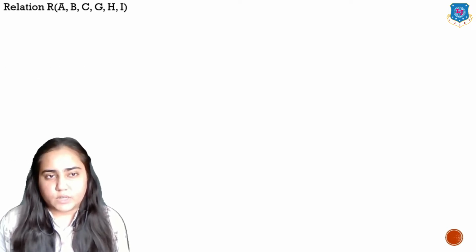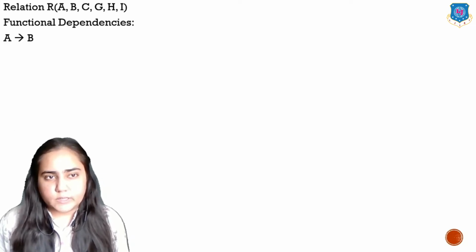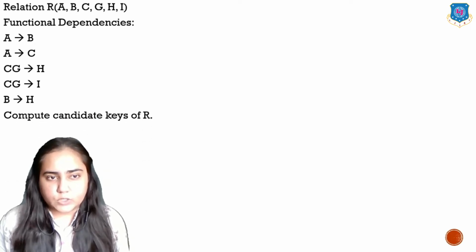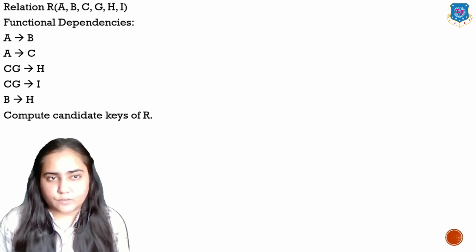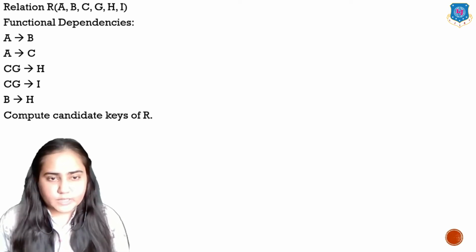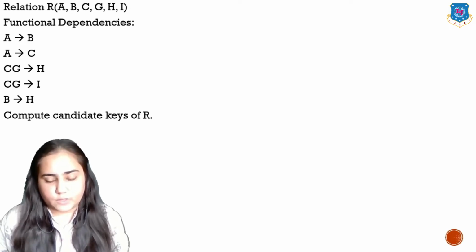So if you are given a relation R with attributes A, B, C, G, H, and I, and the functional dependencies A determines B, A determines C, CG determines H, CG determines I, B determines H, and you are told compute all the candidate keys of R, then this is how you will do it. So you will basically calculate the closures of all the attributes given here.